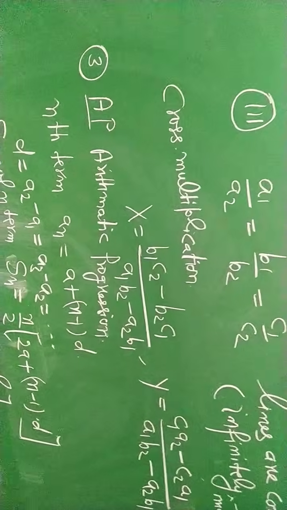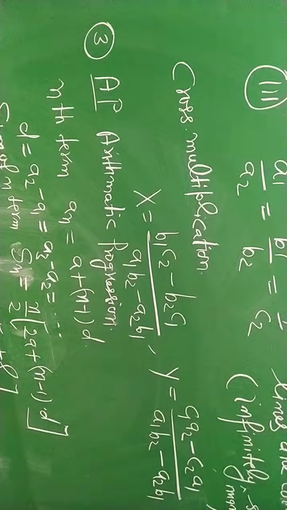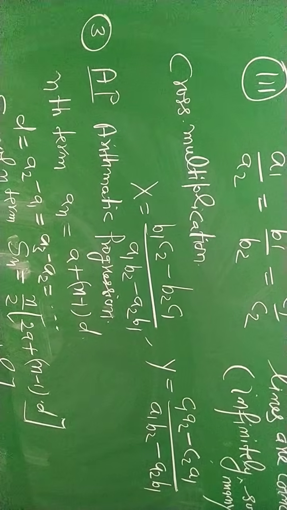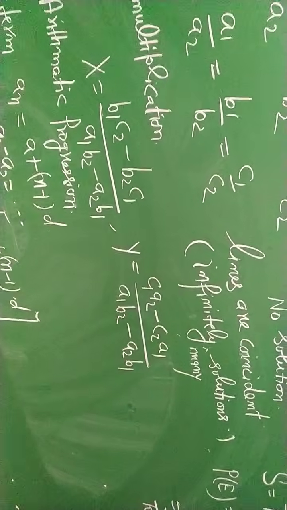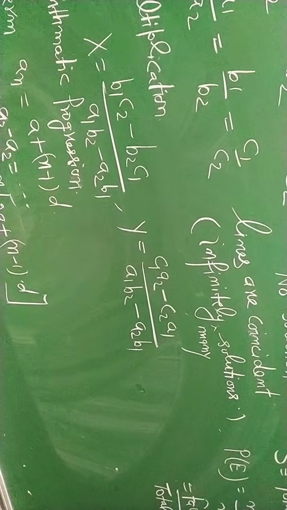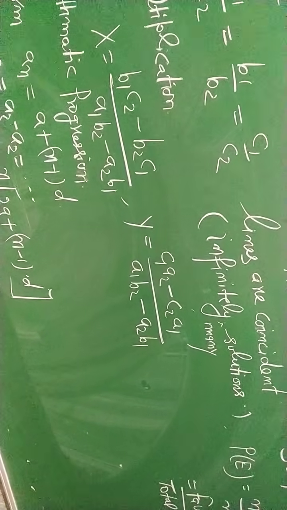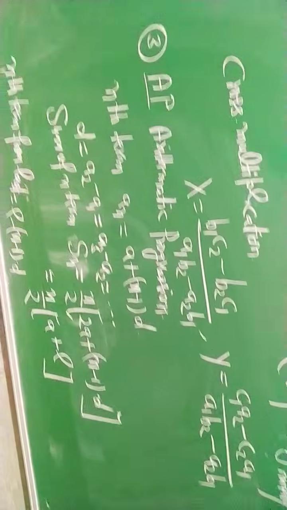Cross multiplication, the rule: x = (b1c2 - b2c1)/(a1b2 - a2b1), and y = (c1a2 - c2a1)/(a1b2 - a2b1).